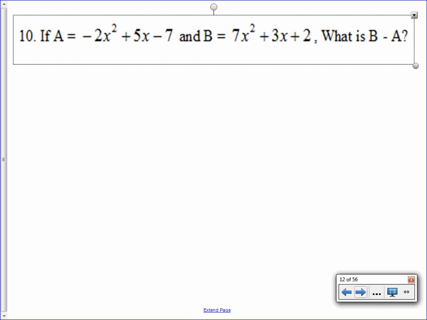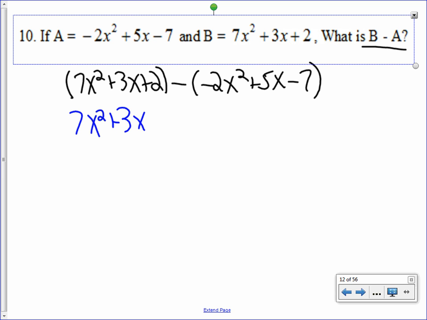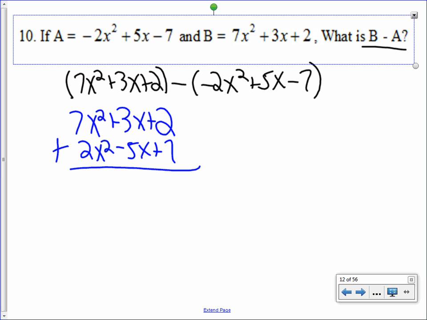Number 10, same type of question, except this time it says b minus a, so I'm going to write the b first. Minus a. Keep. Change. Change. Negative becomes positive, plus becomes minus, minus becomes plus. Combine like terms: 7 plus 2 is 9. 3 plus negative 5 is negative 2. 2 plus 7 is 9.